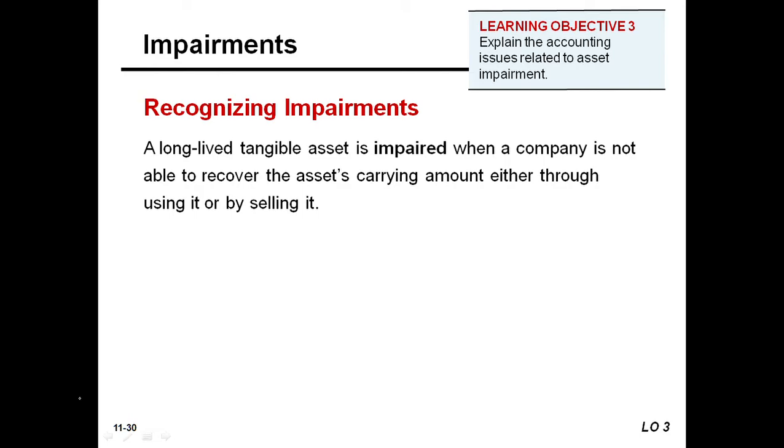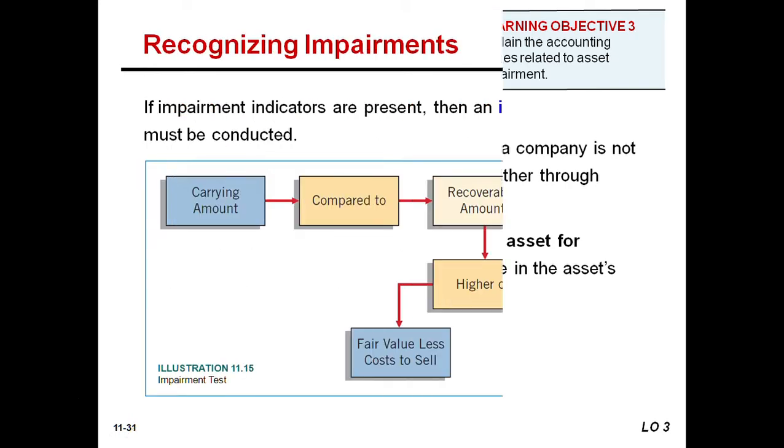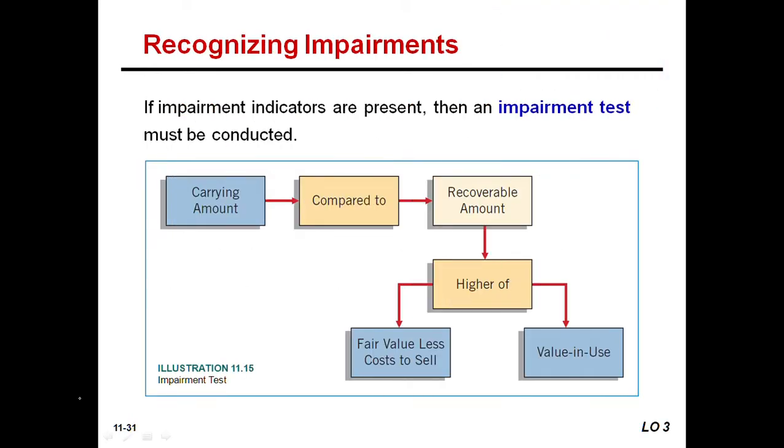Now, should the company continuously monitor their fixed assets to see whether there is any impairment? That's a big question in today's world. Especially big companies are concerned about the impairment of assets, and it is a big topic. So let's discuss that in detail. On an annual basis, companies review the asset for indicators of impairment, that is, is there a decline in the asset's cash generating ability by using it or by selling it, right? So how do we calculate the impairment?